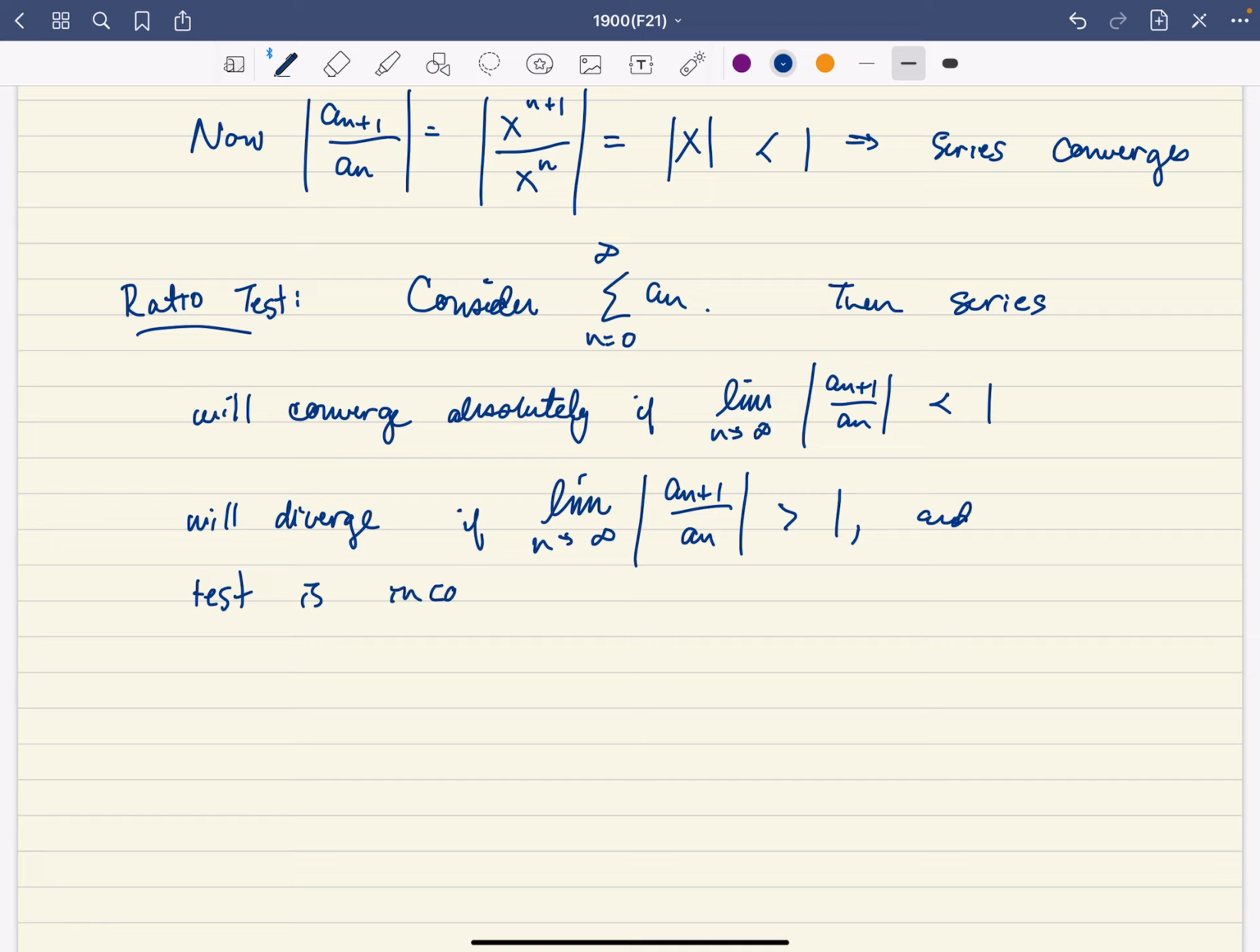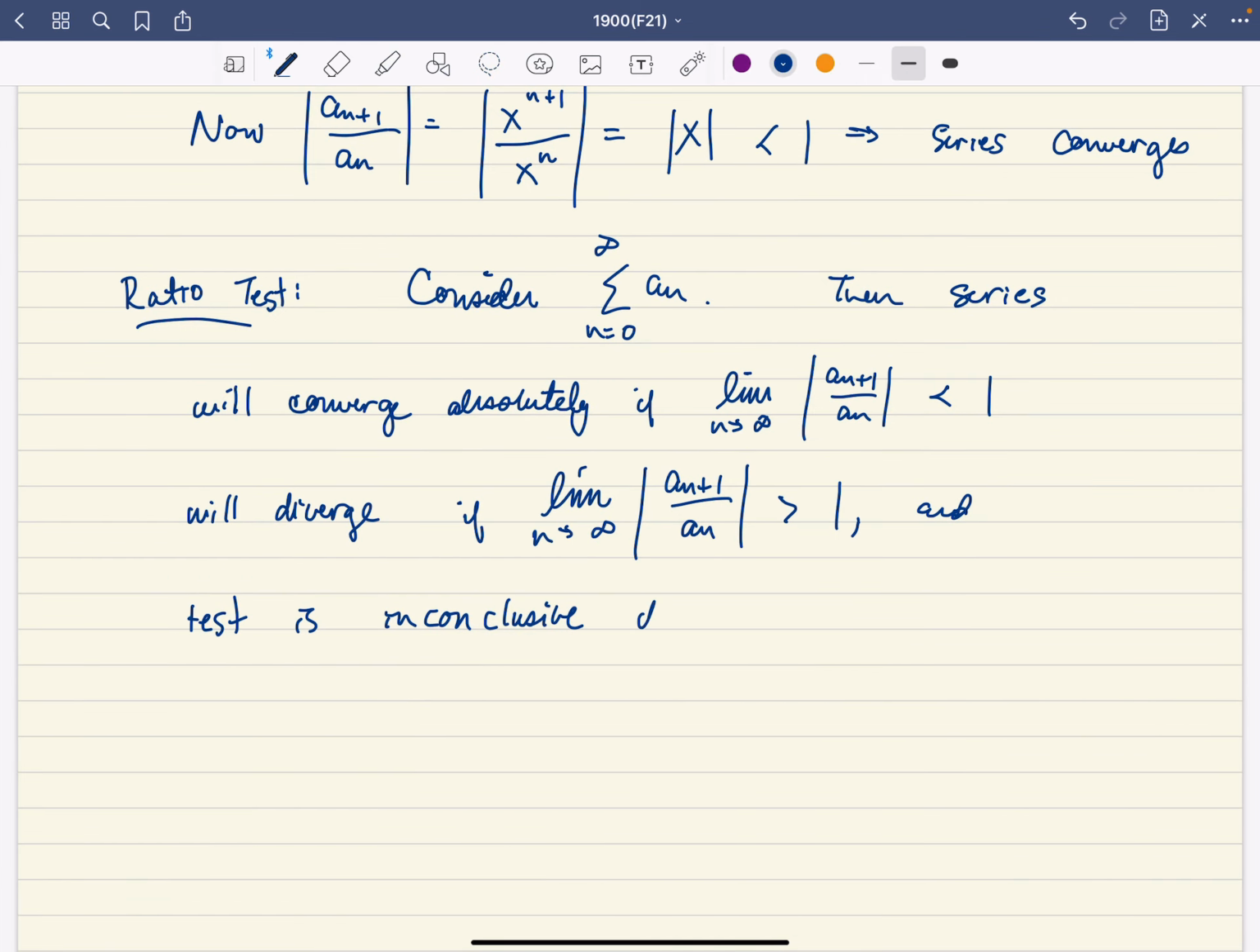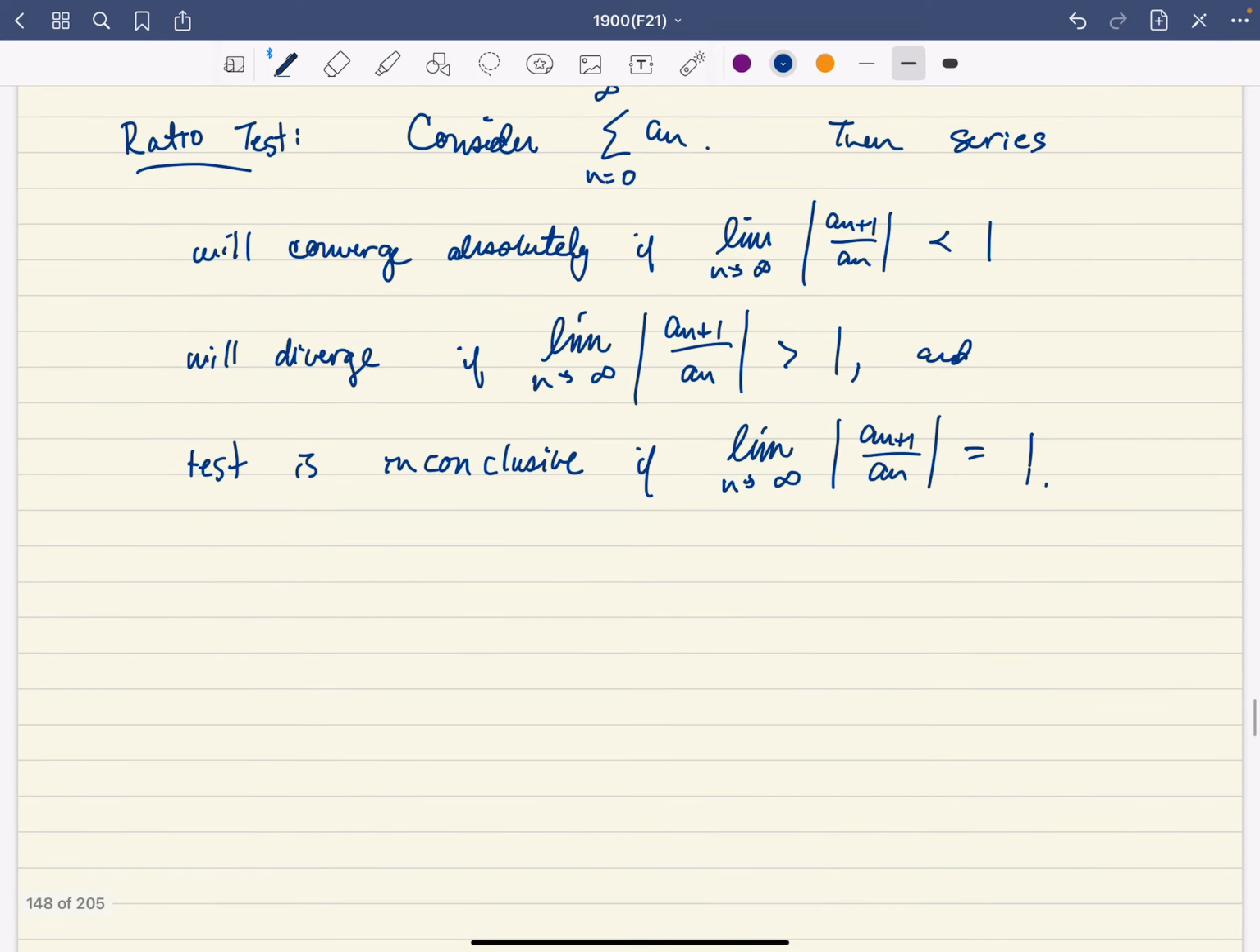So the test doesn't tell us what's going to happen if the limit as n goes to infinity of the absolute value of a sub n plus 1 over a sub n is 1. The test is inconclusive there. And so let's think about some of the series that we've worked with and how the ratio test can be useful here.